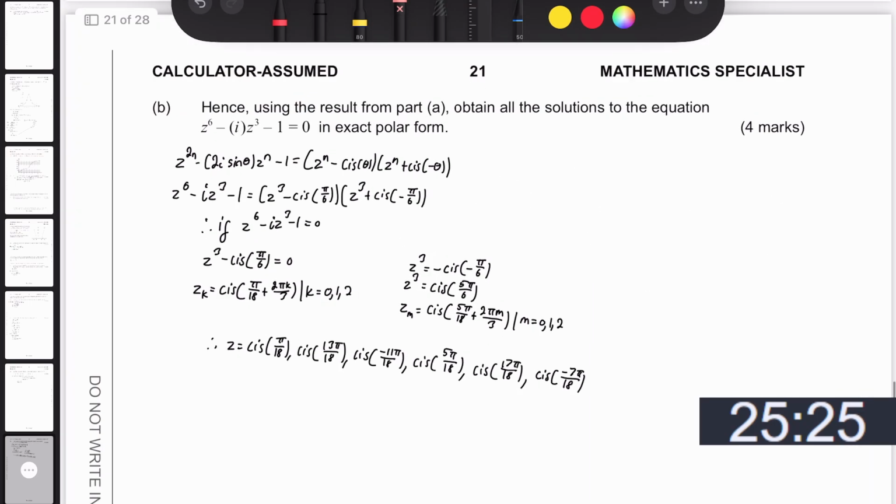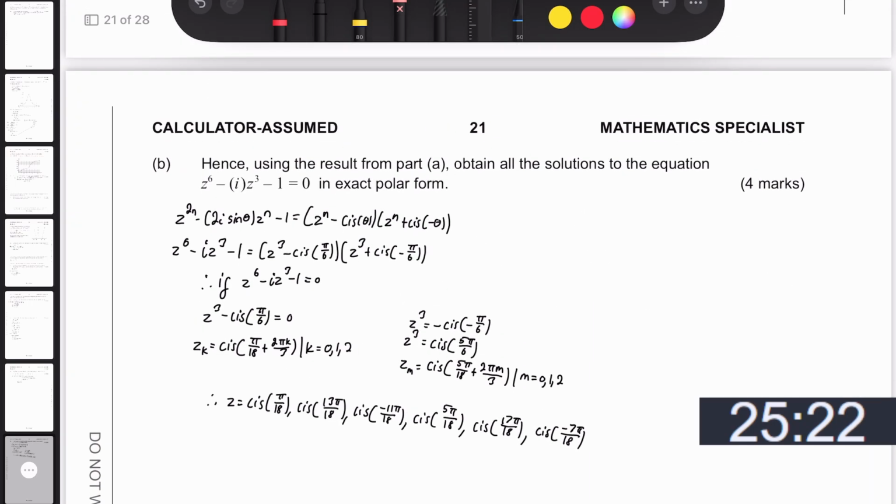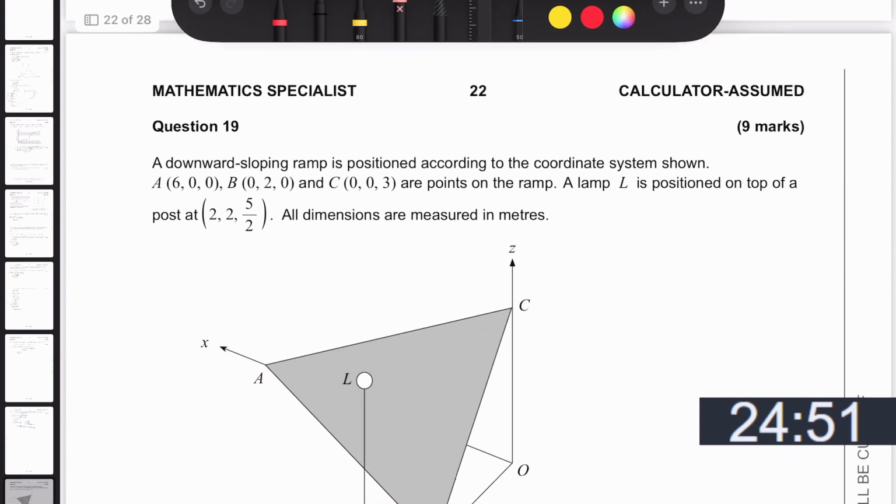Okay, let's just check this on the CAS. So for x to the power of 6 minus I, x to the power of 3, minus 1 is equal to 0. Standard complex, and radians. What if I just do action, complex to polar. 17 pi, negative 7, 5 pi, 18, 13, and negative 11 pi. Right, excellent.